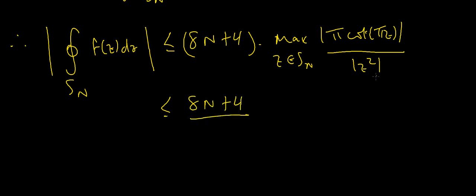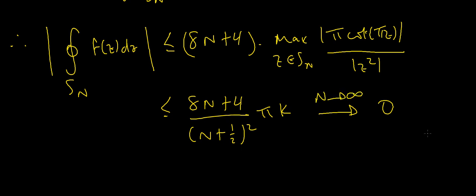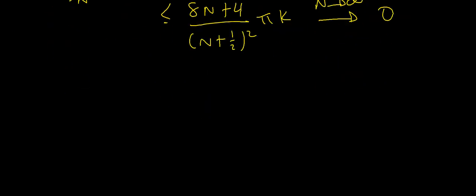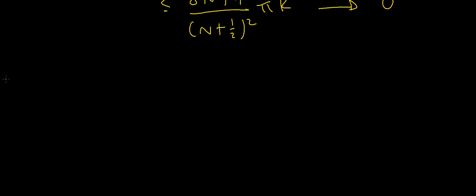divided by, well, I proved that the modulus of z squared is greater than or equal to n plus a half, all squared, so this is going to be n plus a half squared, times pi times k, because that was the max value of cotangent on the square. And since I've got a quadratic function in n in the denominator and a linear function in n in the numerator, this whole thing goes to 0 as n goes to infinity. So the contribution of this contour integral of f over S sub capital N, as n goes to infinity, is just 0.